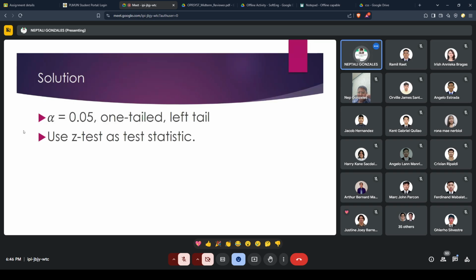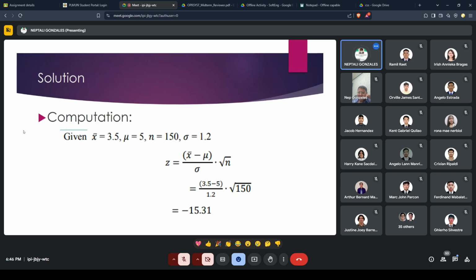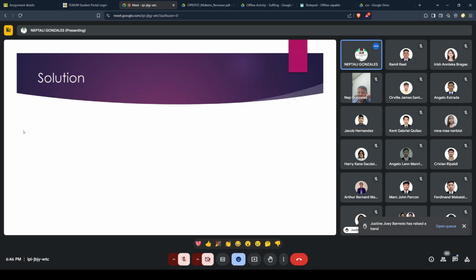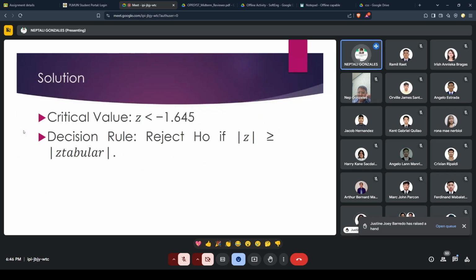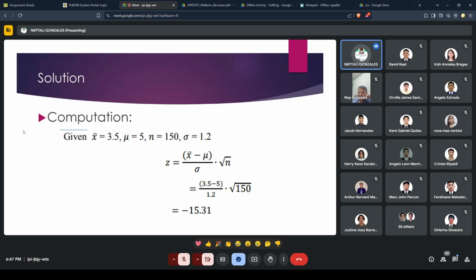Kaya siya one-tailed. Left-tailed. Yes. Sir, paano po kung dalawa po yung mu, tapos naka-skew pa rin po siya sa left? Dalawa yung mu. Kino-compare po yung dalawang mu. Dalawang population, imposibleng magkaroon ng dalawang population mean. Dalawang mu. Parang kino-compare lang po.